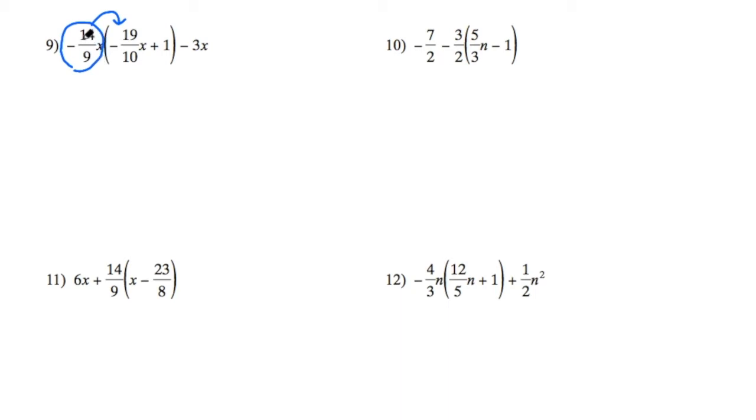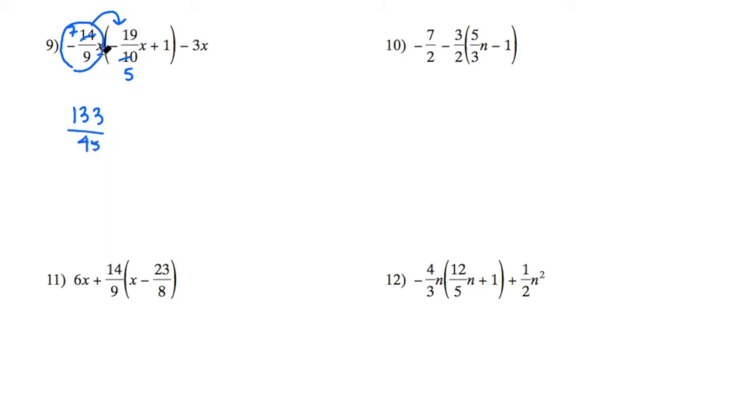So I see 14 and 10, a numerator and denominator, both divisible by 2, so I'm going to make that 7 and 5. 9 and 19, nothing for us to simplify. So now we can multiply. I see that I have a negative, so I'm going to have a positive. 7 times 19 is 133, and 9 times 5 is 45.